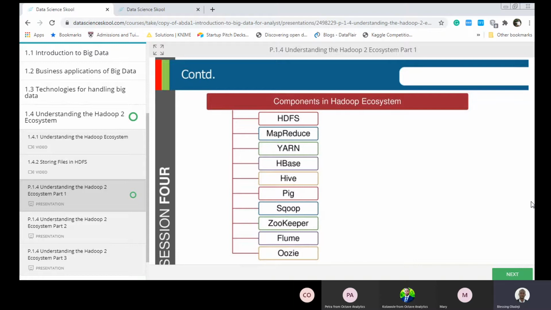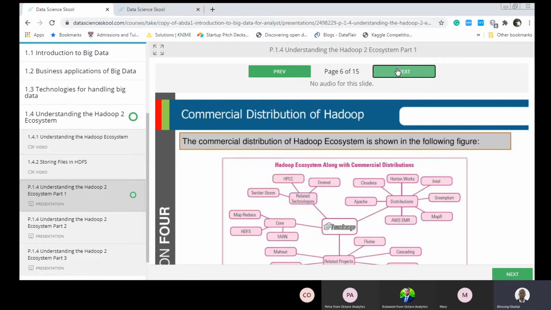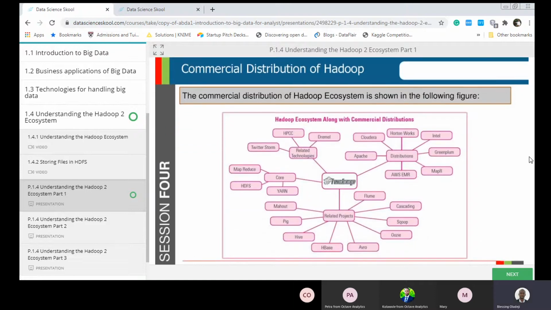So what you need to do is just to understand what exactly each component does. And it's simple. If you understand what the component does, then it makes your life a lot easier. So we'll be going into the details of all of these different components of the Hadoop ecosystem. So this is how they are all connected.